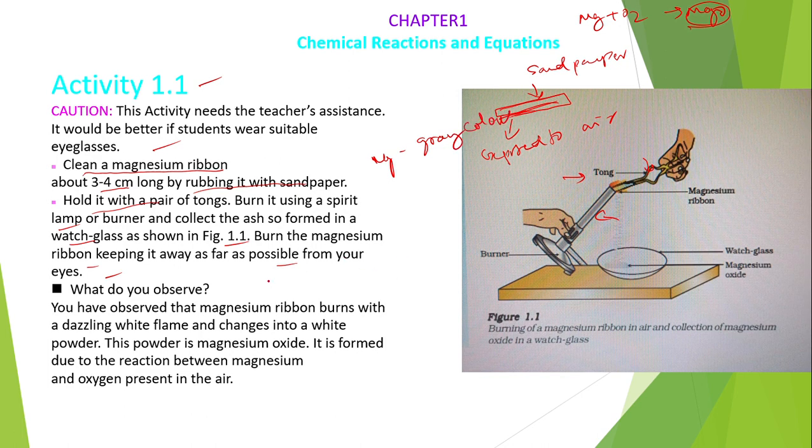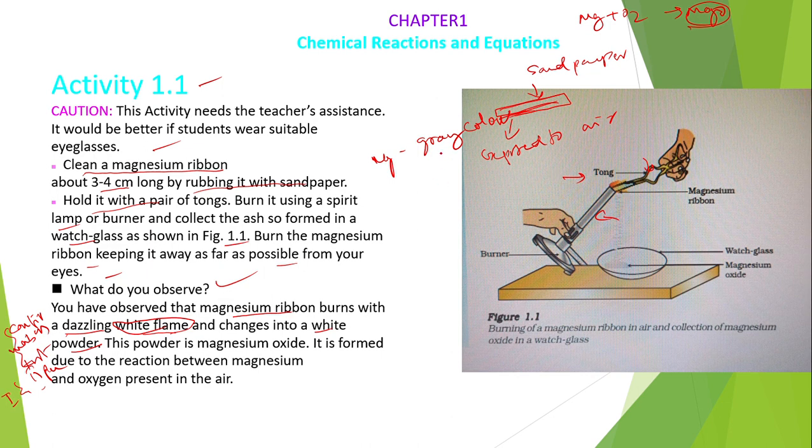Okay. Now we will see. What will you observe after burning this? Magnesium ribbon burns with a dazzling white flame. This is also important. It is a confirmation test we are telling. It is used in first and second PUC, and it changes into white powder.